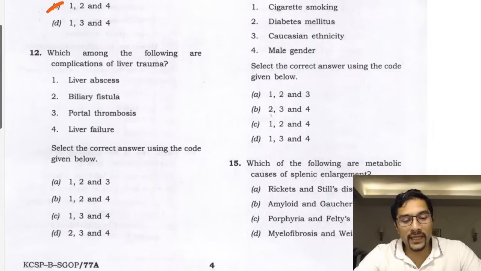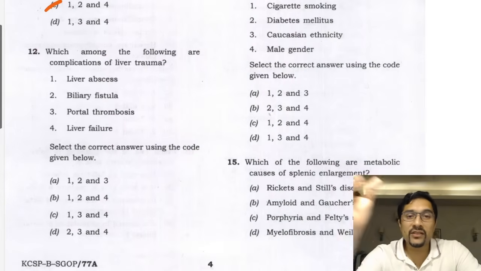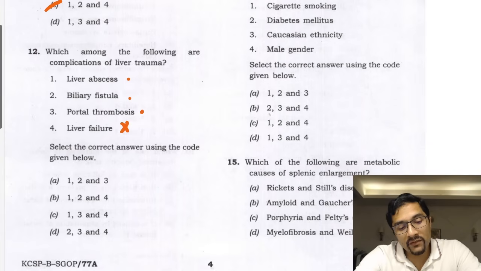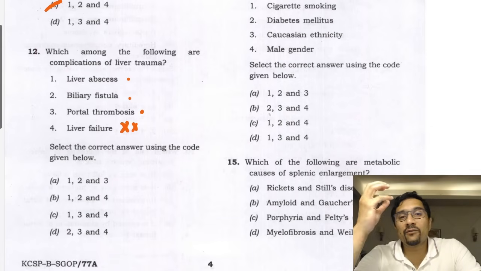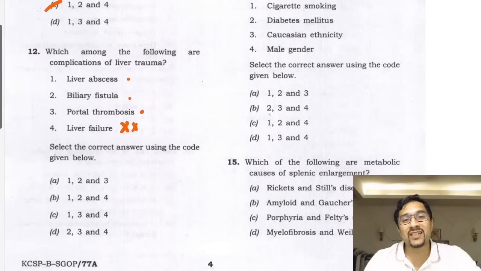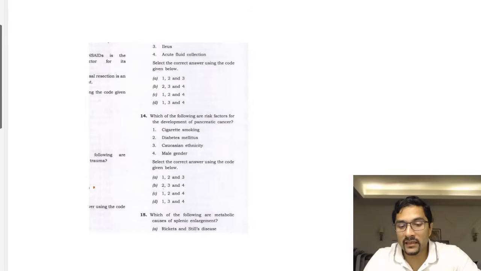Which of the following are complications of liver trauma? Now we know whenever there's liver trauma and liver injury, there can be a risk of a liver abscess. There can be bile duct injury and a biliary fistula can form. Portal thrombosis we know can happen post injury, but liver failure is uncommon because you would have to have 85 to 90% of the liver damaged, and then only it will lead to liver failure. I've hardly seen any case where after abdominal trauma the patient has developed liver failure due to liver trauma. So 1, 2, 3 are the correct answer here.